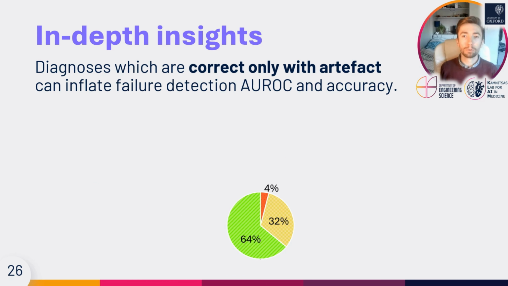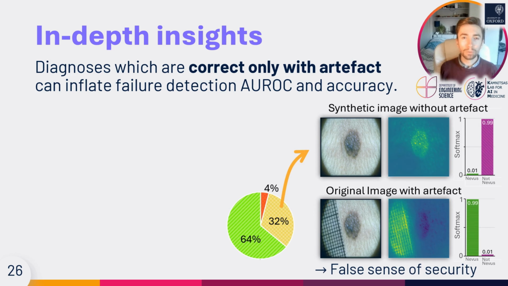Well, we saw an example of a prediction which was correct only with the artifact before. We don't want to keep these types of predictions because they can give us a false sense of security, such as an overconfidence in the model's ability to handle OOD data. For example, we can't guarantee that the performance won't break down post-deployment if the correlation between the OOD artifact and the correct diagnosis changes.